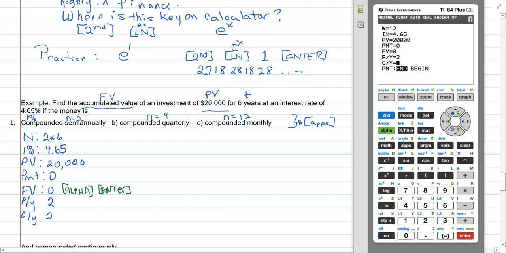Okay, I'm going to do up arrow to future value and do an alpha enter. And I have the amount, and I do 2 decimal places, $26,351.85. Okay. So now I'm going to do compounded quarterly.